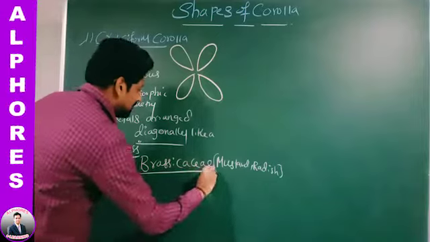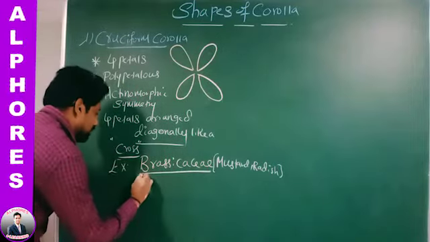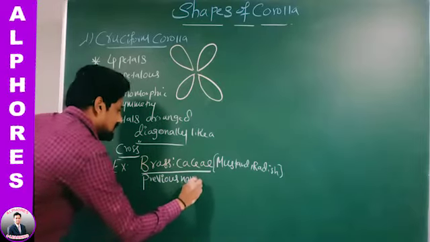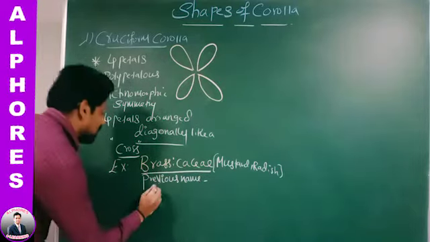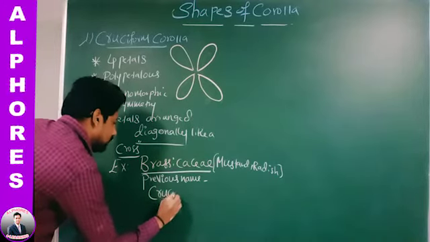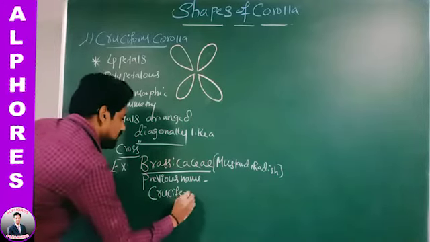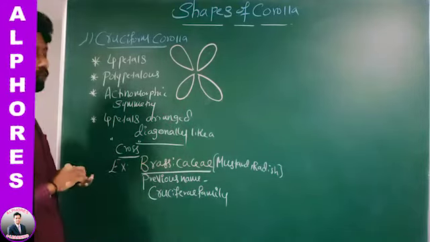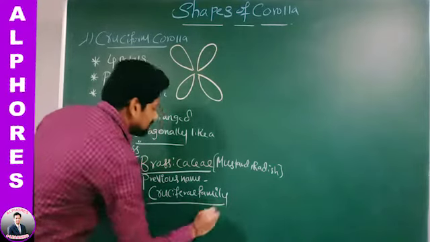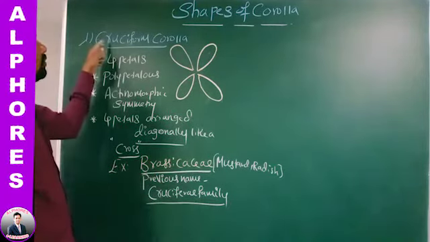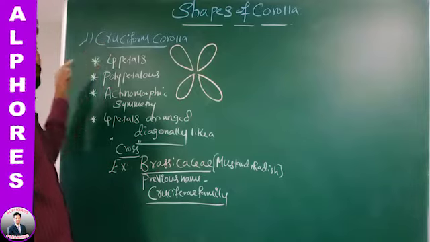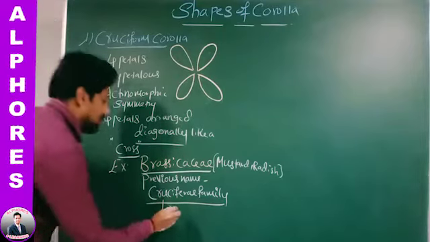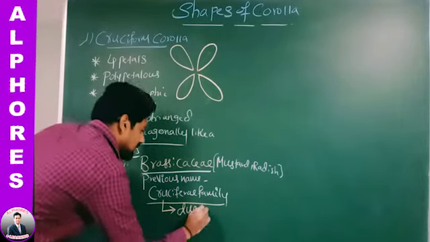What is the previous name of Brassicaceae family? Cruciferae family. Why did it get this name, Cruciferae? Due to the presence of cruciform corolla. Therefore, Cruciferae family.